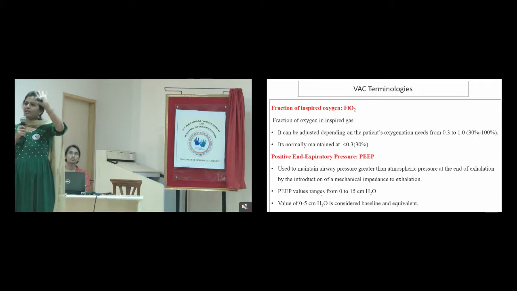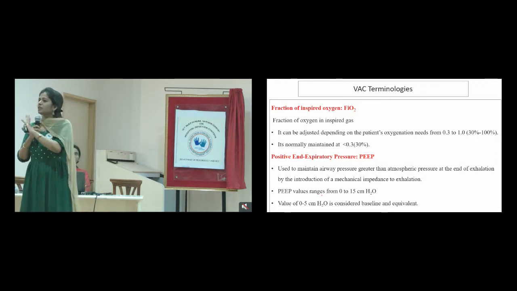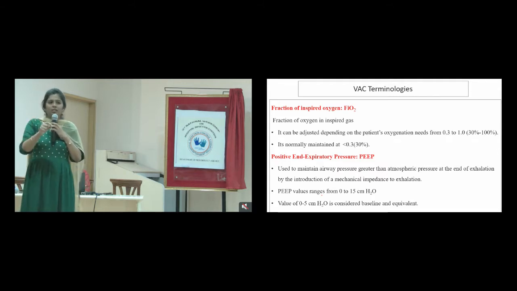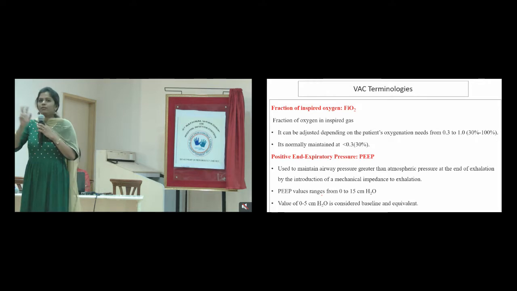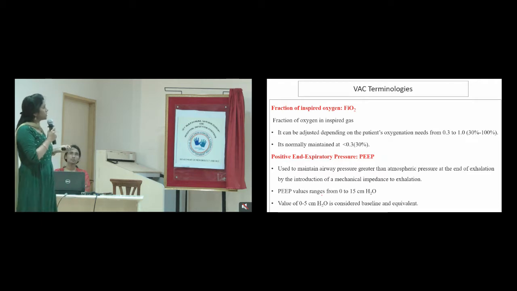Are you all clear? Anything less than 5 is considered normal and equivalent. If you have two values, say today the PEEP value is 3, tomorrow it is 4, when we are calculating, you can just take it as 5. Okay, I'll show you in the example. So this is the meaning of FiO2 and PEEP.